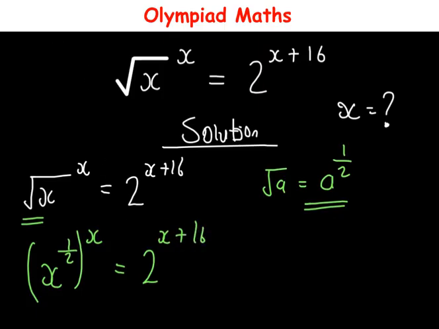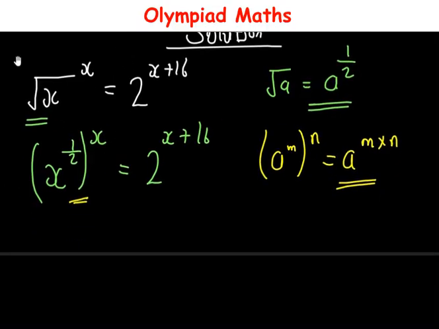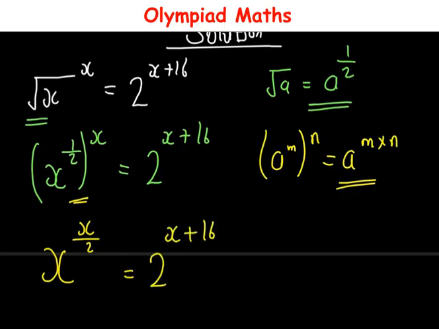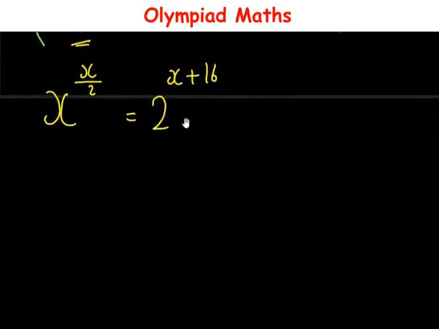So, also applying this rule of indices, that if you have a raised to power m, all raised to power n, this equals a raised to power m times n. Applying this rule here also, we have x, then x will multiply 1 over 2, so x times 1 is x over 2 equals 2 raised to power x plus 16. So at this junction, we are going to introduce natural logarithm to this equation.